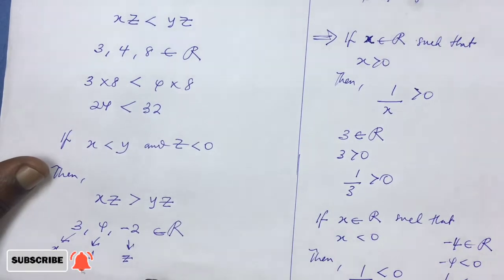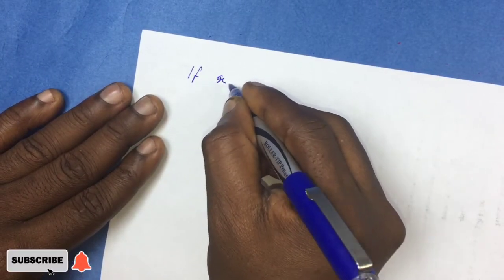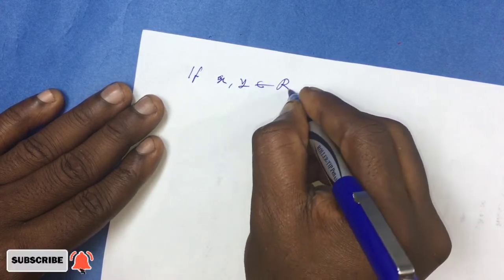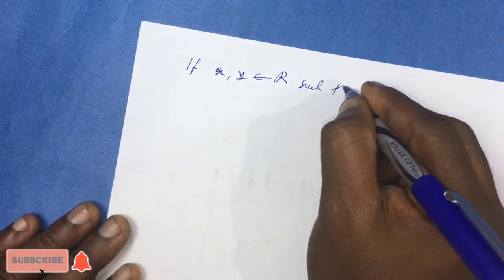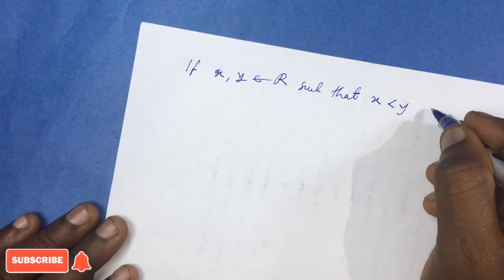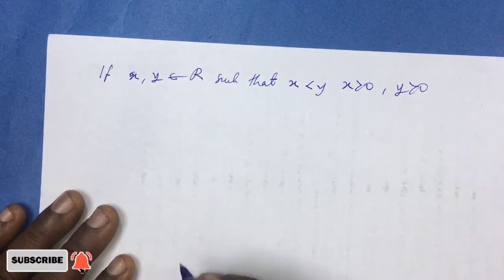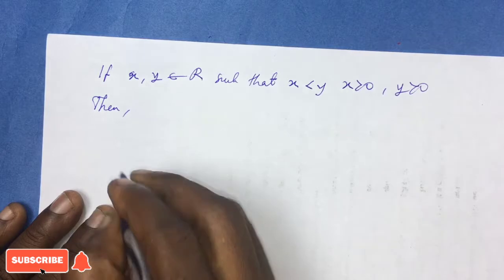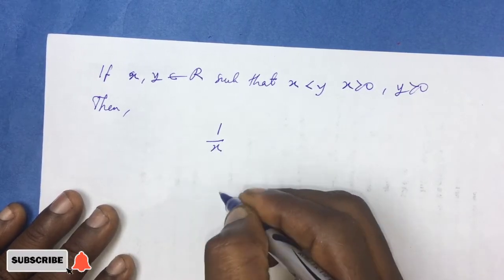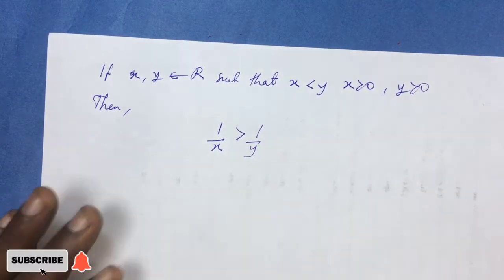Now let's go to another property of the real number system. If x and y are members of R, such that you have x less than y, and it so happens that x is positive and y is positive, then this property is saying that 1 over x, because x is less than y, will be greater than 1 over y.